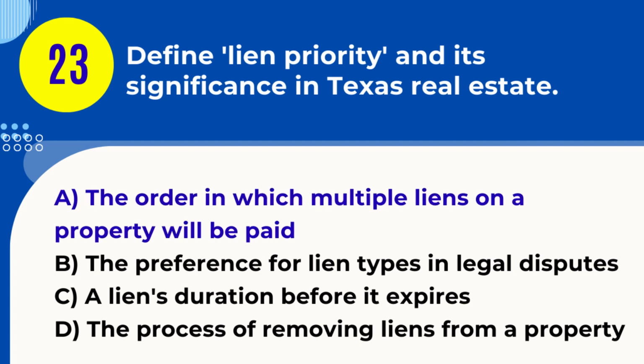Answer. A. The order in which multiple liens on a property will be paid. Explanation. Lien priority in Texas real estate determines the order in which multiple liens on a property are paid off, especially in foreclosure or sale. It's significant because it affects the likelihood of a lien holder being fully compensated.